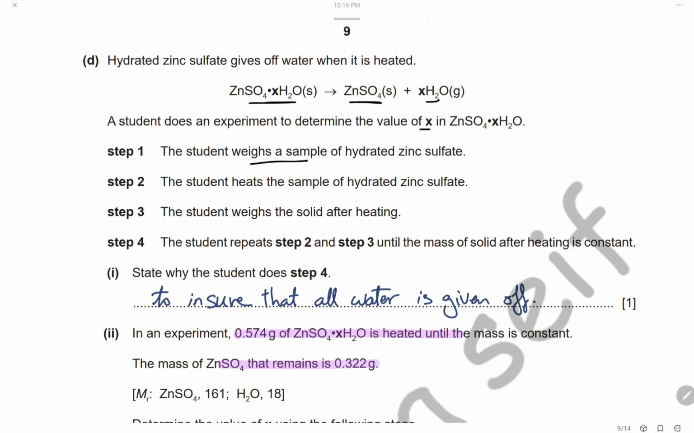First, the student weighs a sample of the hydrated zinc sulfate, then heats the sample. The student weighs the solid remains after heating. Then the student repeats step 2 and step 3 until the mass after heating is constant. Why does the student do step 4? Step 4, which is repeating, weighing and heating, the student does this step to ensure that all the water is given off.